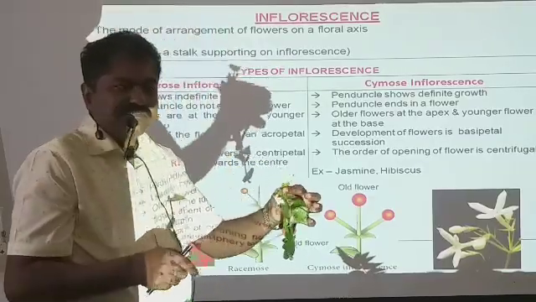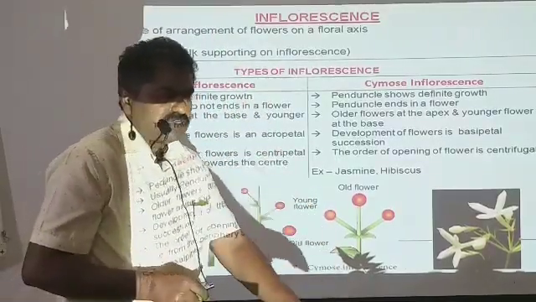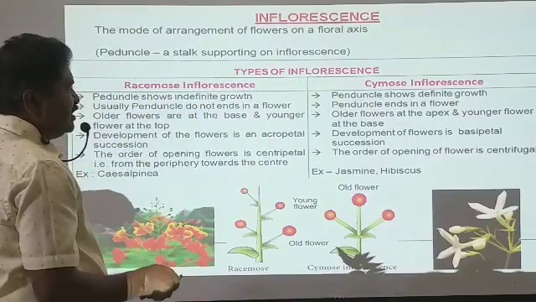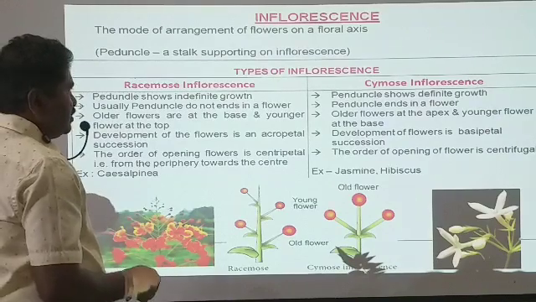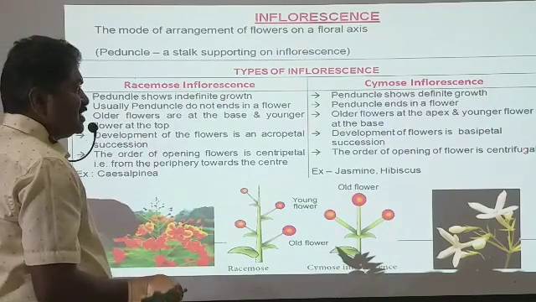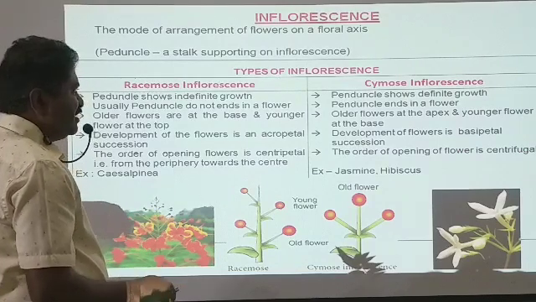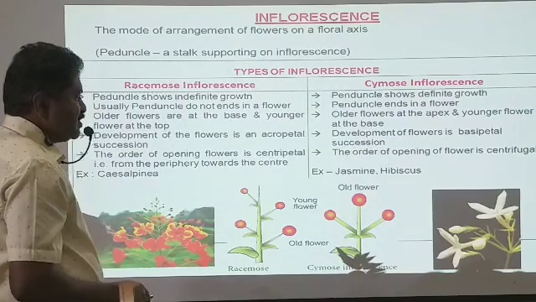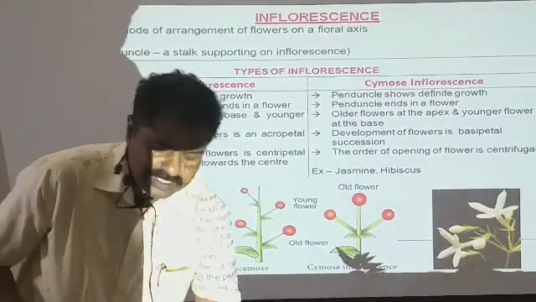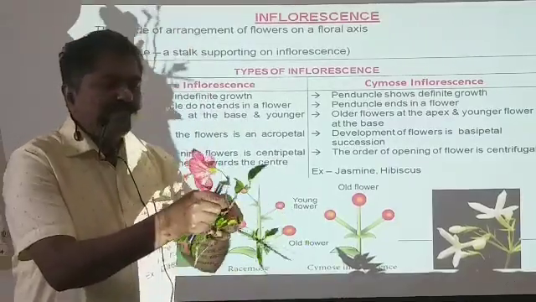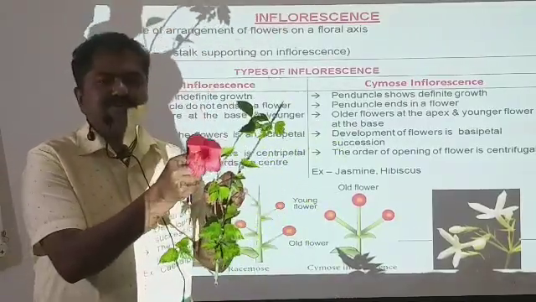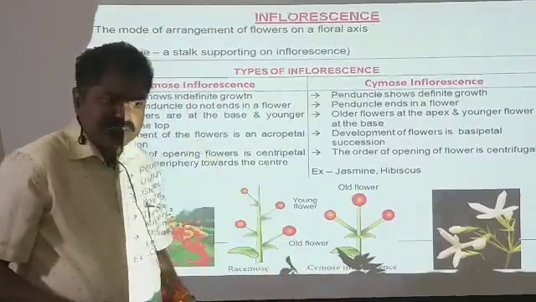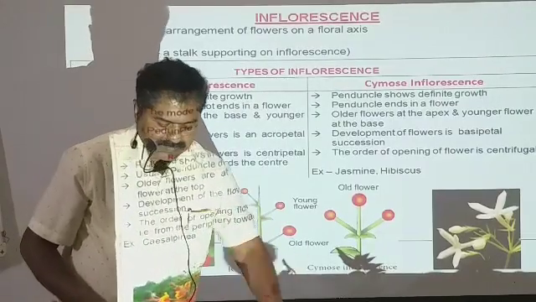So this is the characteristic feature of the cymose inflorescence. The development of the flowers is basipetal. Here it is acropetal, here it is basipetal. So the order of opening of the flowers is centrifugal. Here it is centripetal, here it is centrifugal. Examples are jasmine and hibiscus. Hibiscus is also an example of the cymose inflorescence. So hope you understand the inflorescence and the types of inflorescence.